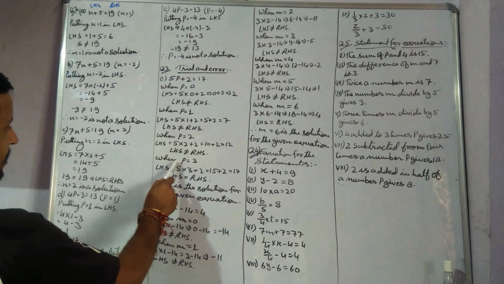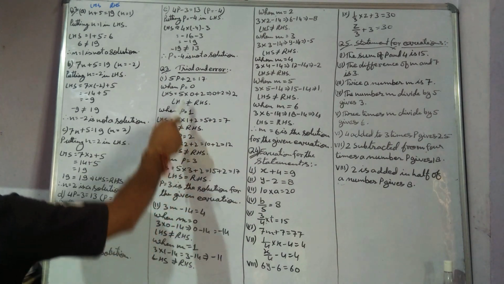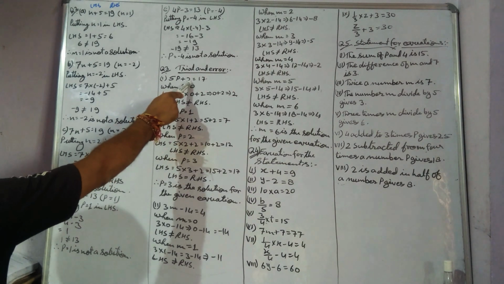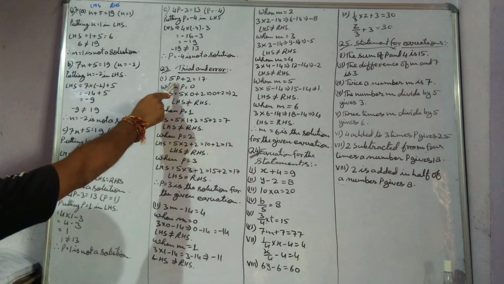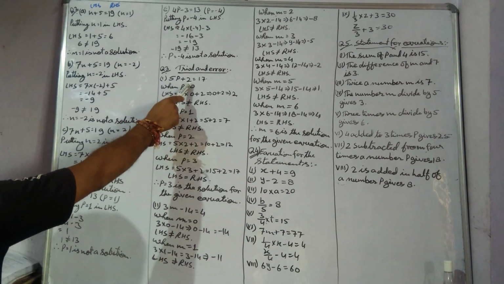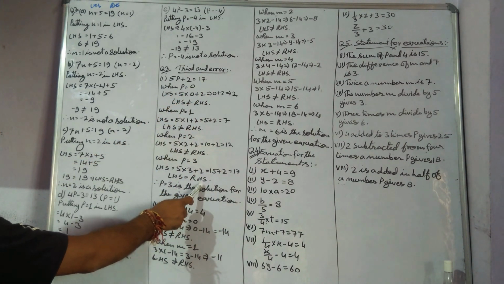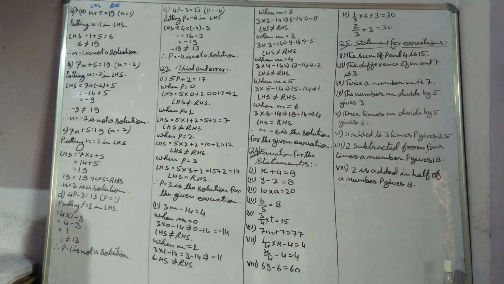Now we will take here p equals to 3. Put the value of 3 in place of p in the LHS of the given equation. So that is here 5 into 3 plus 2, which is equals to 15 plus 2, that is equals to 17. So LHS is equals to RHS here. So we can say here that p equals to 3 is the solution for the given equation.